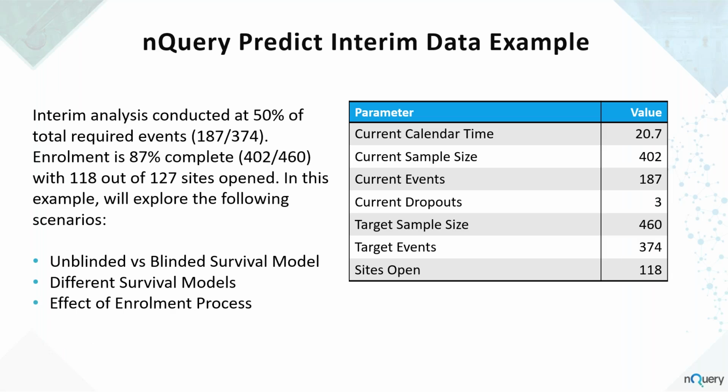So just to say, the interim data we're about to use was conducted when 50% of the total events required had occurred. Enrollment was 87% complete, so 402 out of the expected 460 subjects had been recruited. And if we're talking about the site level data, 118 out of the 127 sites planned had already opened. And we can talk about a load of different scenarios. I think today we'll focus just on the unblinded case, because that will allow us to match more closely with the expectations we had from the pre-trial assumptions.